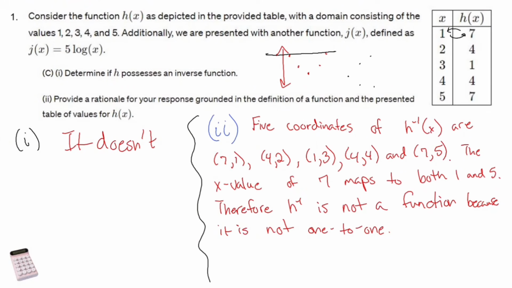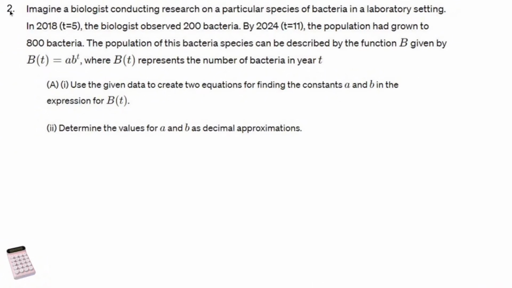Hope this helps. Welcome to Free Response Question Numero Dos, or FRQ2, as the kids on the street say. No one says that. This is a problem where a calculator is allowed, and we're just going to get right to it. Imagine a biologist conducting research on a particular species of bacteria in a laboratory setting. So close your eyes and imagine that. In 2018, where t is 5, the biologist observes 200 bacteria. By 2024, this year, where t is 11, the population had grown to 800 bacteria.